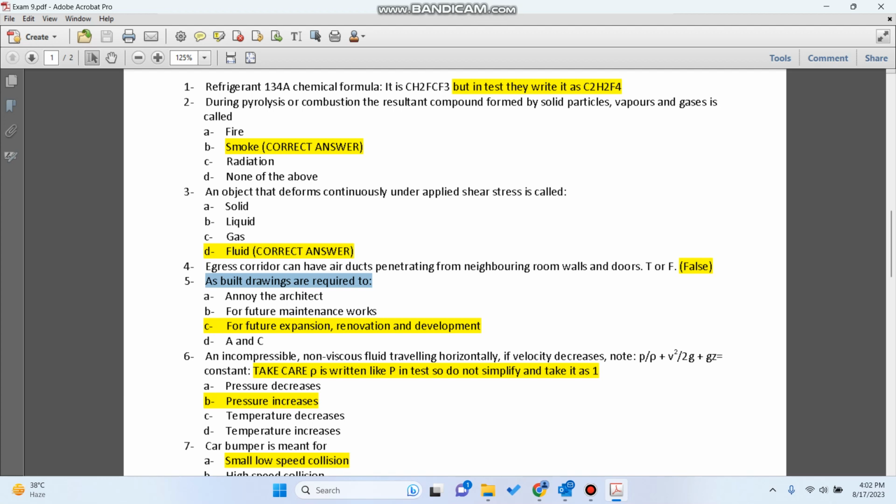You can understand with the help of the formula as well: p by rho plus v square by 2g plus gz. We can consider rho as 1, it's actually 1.24 here, but we can just consider 1. So p by rho plus v square by 2g plus gz, where gz is the gravitational term, v square by 2g is the kinetic energy, and p by rho is the pressure energy. If we take it to the other side, overall, if velocity decreases, by conversion, pressure increases.